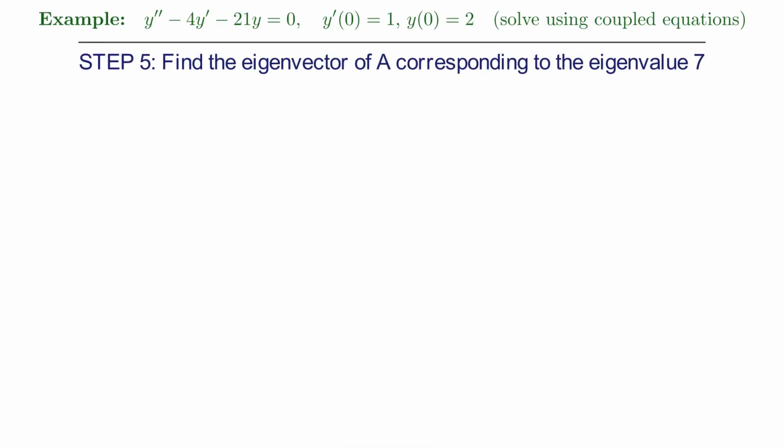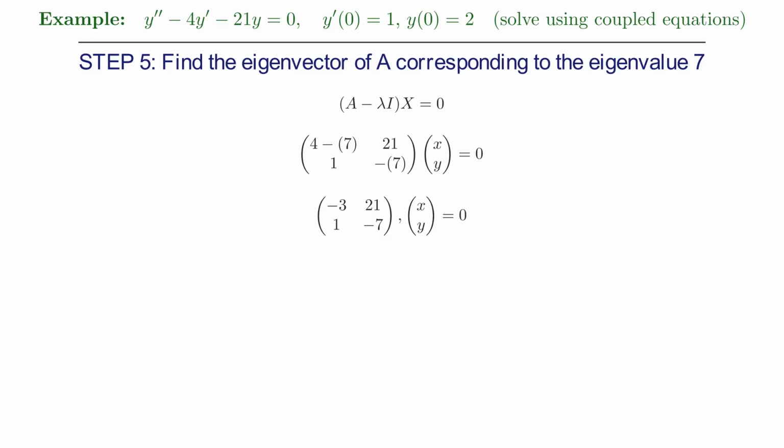Then we're going to repeat the process for the other eigenvalue of 7. So using that same equation, but this time with the eigenvalue lambda equals 7. This gives us the equation [-3, 21; 1, -7] times [x; y] equals 0. So again, multiplying using matrix multiplication, we can multiply that first row by the [x; y], which gives us -3x plus 21y. Then doing the same with the second row, we have x minus 7y, and these are equal to 0.